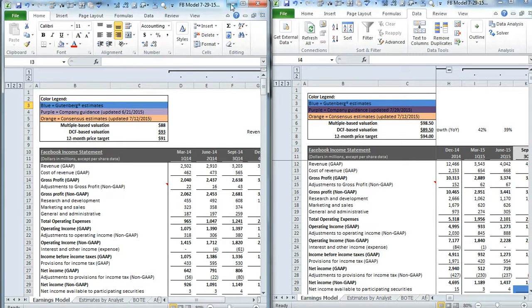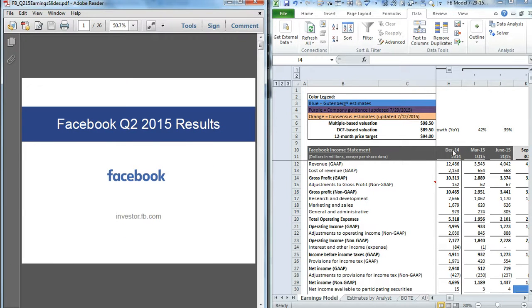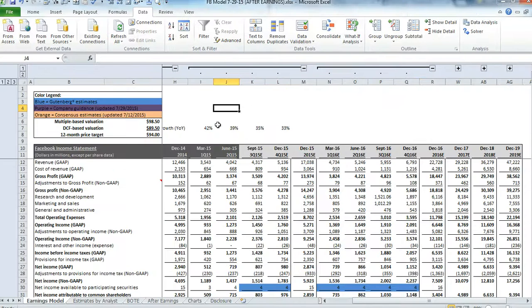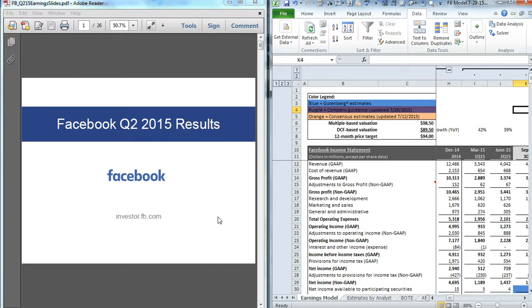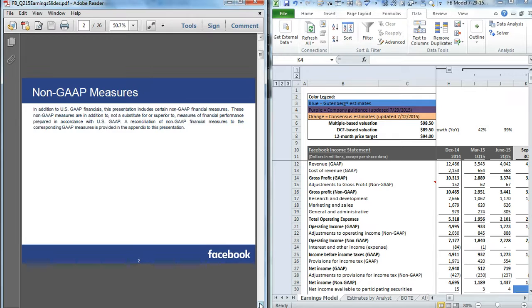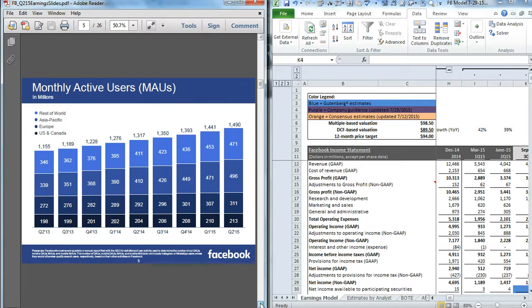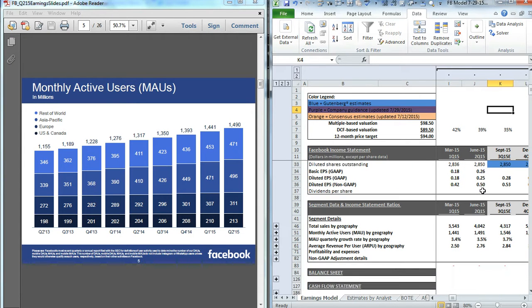So essentially what we've done is we've taken the results and plugged them into our model, and we're going to walk through exactly what it does to the valuation. Before we do that, we just want to point out a few of the standout items. The monthly active users, I think that was a pretty significant item for this quarter.